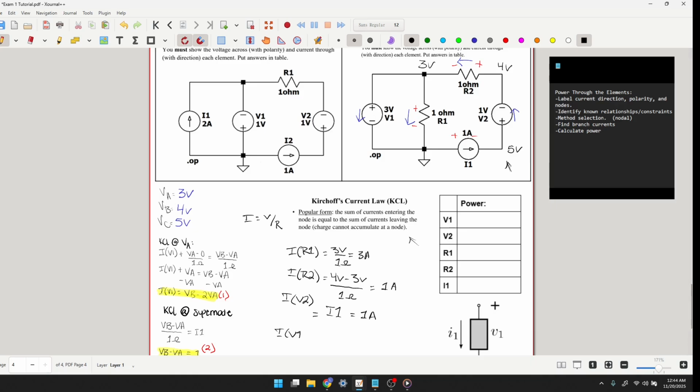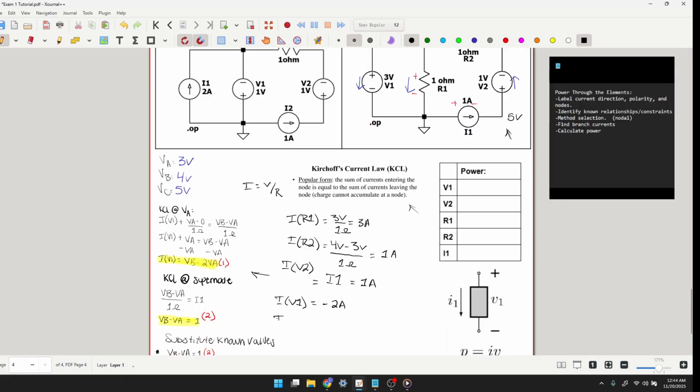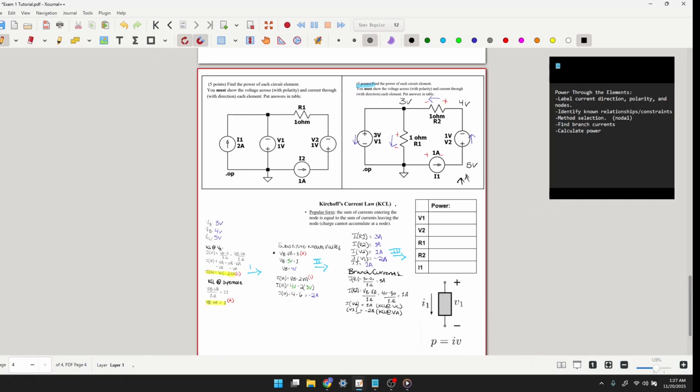As far as IV1, we've already gotten that current as negative 2 amps, as you can see from the equation to the left. And from the current source, we know that I1 is equal to 1 amp. Alright, so after organizing our calculations, we can see the flow of the problem a little bit easier. The last step is going to be solving for the power through all the elements.